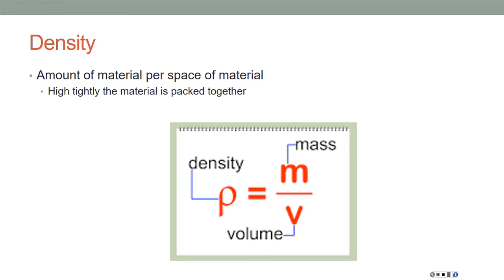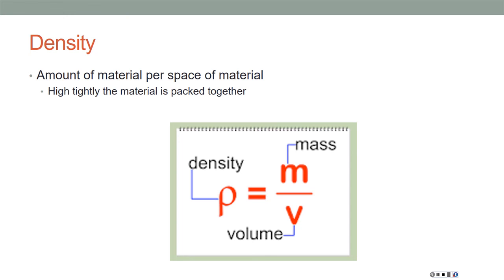But what density is, it just simply means the amount of material squeezed into a space. So if you got more material in the same space, the density is higher. If you have the same amount of material but in less space, the density is higher. So just picture in your mind atoms or things being crammed into the space. The more things that are squeezed in, the more dense something is.